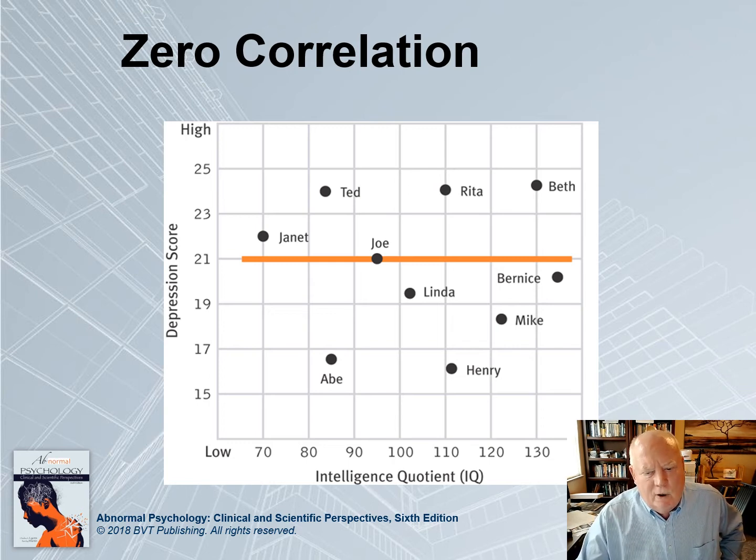So if I don't know anything about, for example, a person's intelligence, or if I do, it wouldn't matter, if I'm supposed to predict their level of depression, my best prediction is going to be the average depression for people in general.